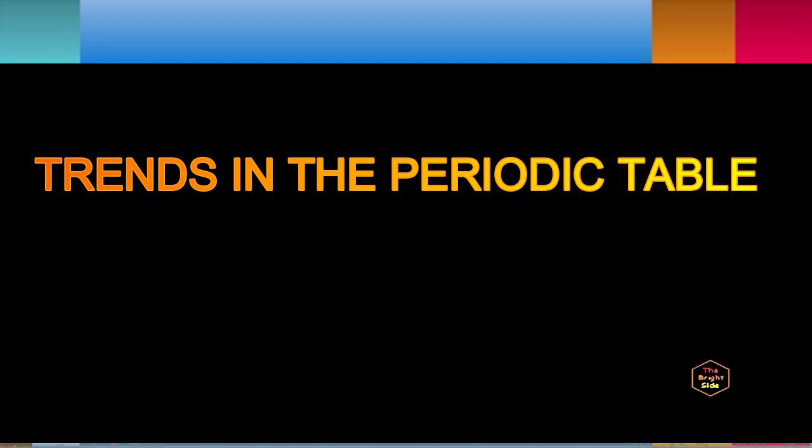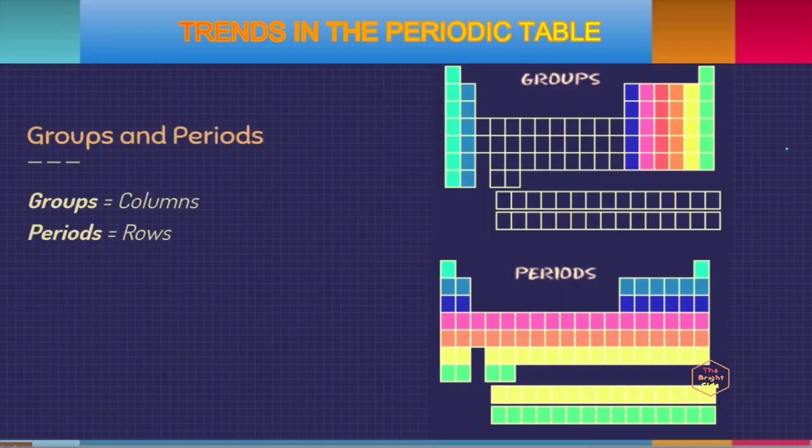How can an element's position on the periodic table determine its properties? It's a very deep question, so let's see if we can answer it with the next few slides. We're going to start with a few definitions of the periodic table. The first one being groups and periods.